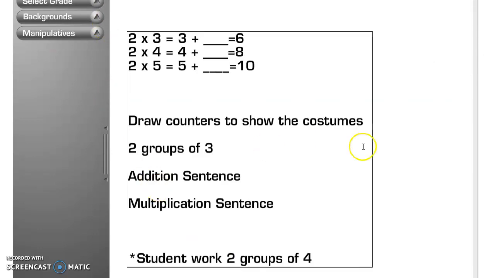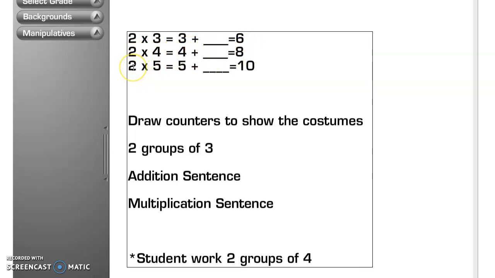So today what we're going to be doing is we're going to be multiplying by 2's and 4's. So how we do this is we can use addition and multiplication together in a relationship, because when we have 2 times 3, that actually equals 3 plus 3, and that equals 6, because we have 2 groups of 3. So 3 plus 3 equals 6 right here.